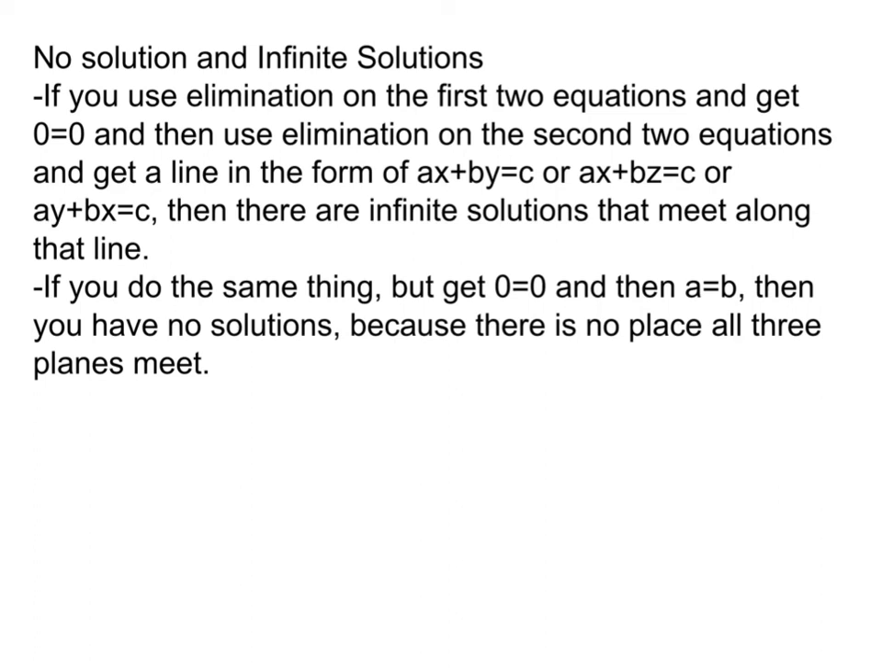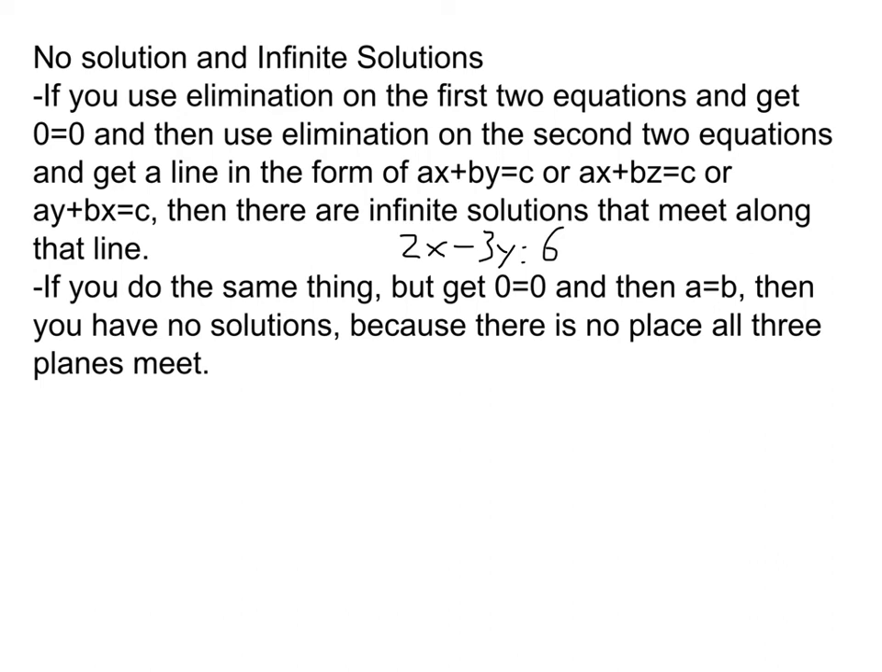If during that process, the first two you get 0 equals 0, and the second time you get a line like 2x minus 3y equals 6, or something like that. If you get something like that, then they're actually lining up on that line, meaning that there's an infinite number of solutions that meet along that line.